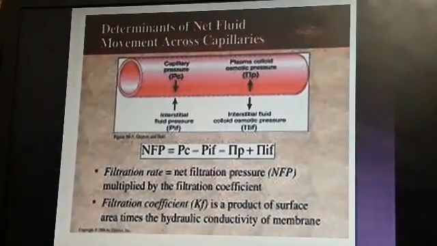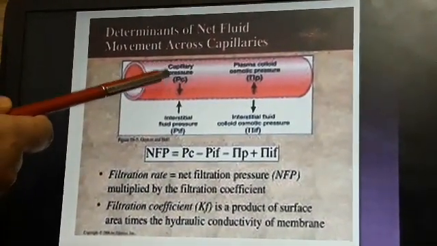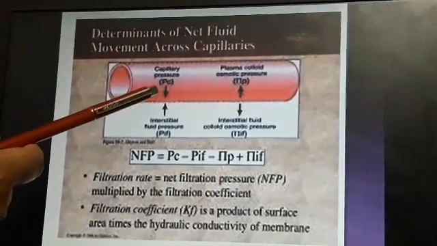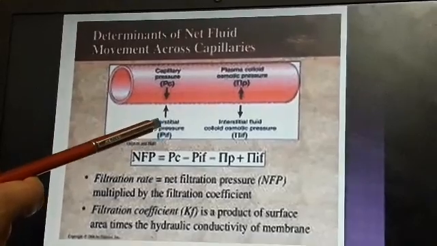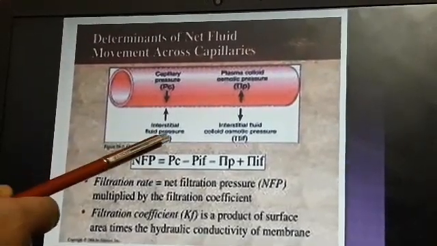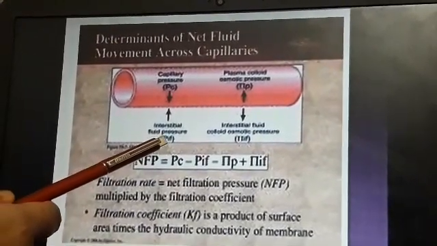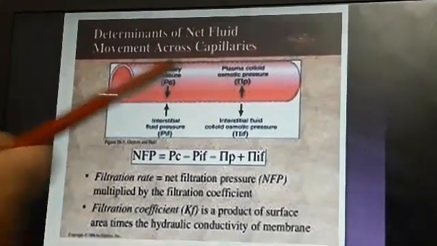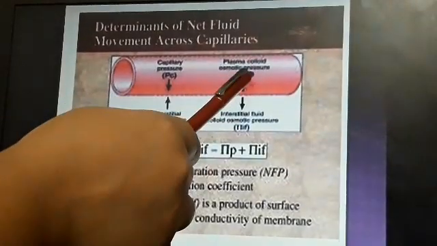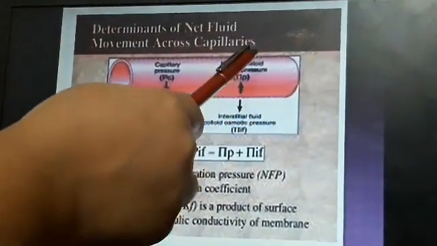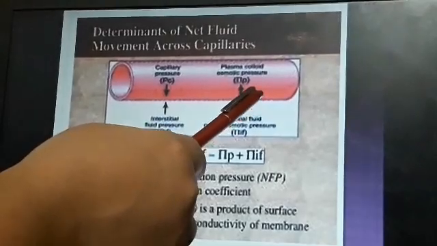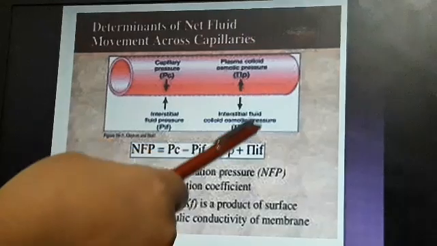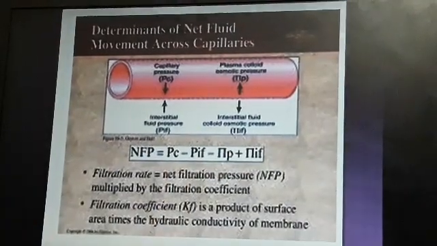As we can see here, this is the hydrostatic pressure of the fluid within the capillary, that is trying to move the fluid outside the capillary, whereas the hydrostatic pressure of the fluid within the interstitium is trying to push the fluid out of the interstitium. In a similar way, we have the plasma oncotic pressure of the fluid within the capillary that tries to retain the fluid within itself, and similarly with the oncotic pressure of the fluid in the interstitium.